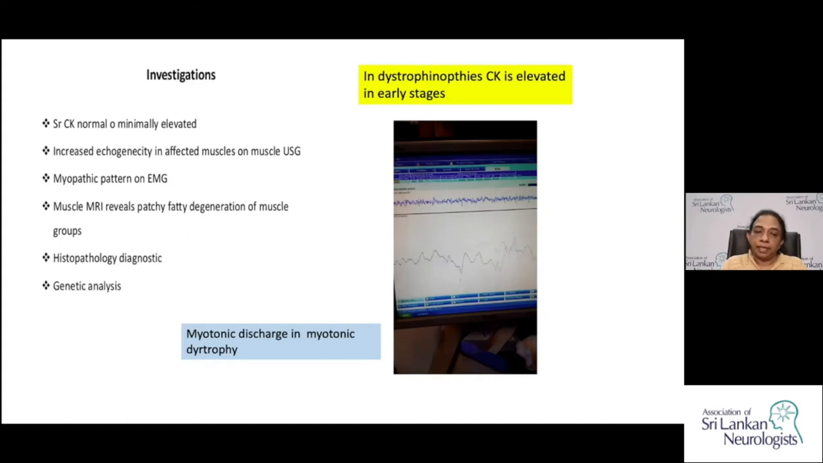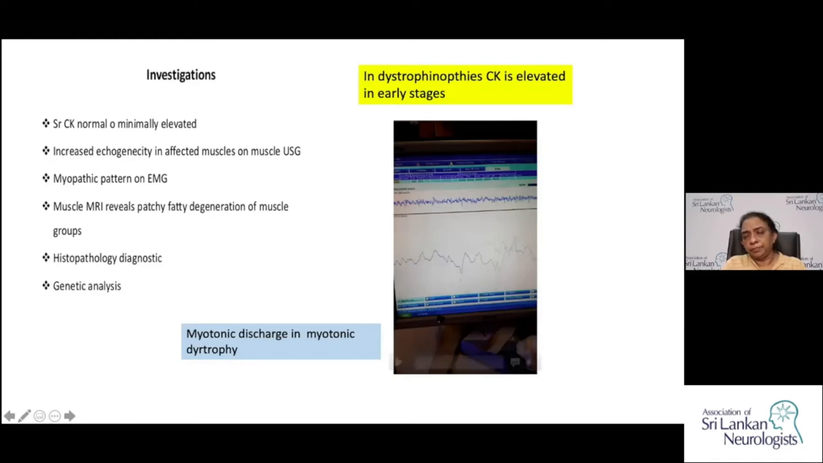And then the muscle MRI, which has advanced the diagnosis recently, within the last 10 to 15 years. There are experts who report on these muscle MRIs, where according to the pattern, they could decide which myopathy we are dealing with. And the histopathological diagnosis and the genetic analysis are the important hallmark where we diagnose these myopathies accurately and are also able to counsel the families with the diagnosis.